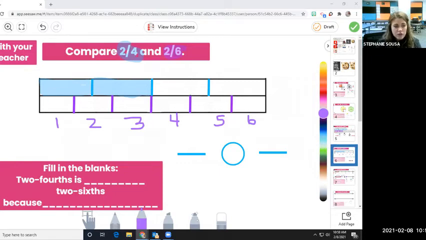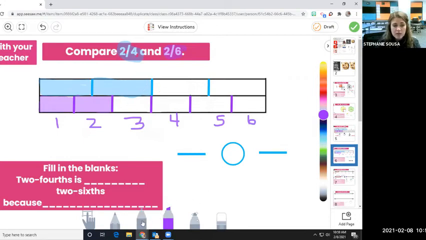Okay, now we've got to shade 2 of them. So I'm going to shade 1 1/6 piece and a second 1/6 piece. Visually, it's very easy to see that our purple or our 2/6 model is shorter than the shading on the 2/4 model, okay?